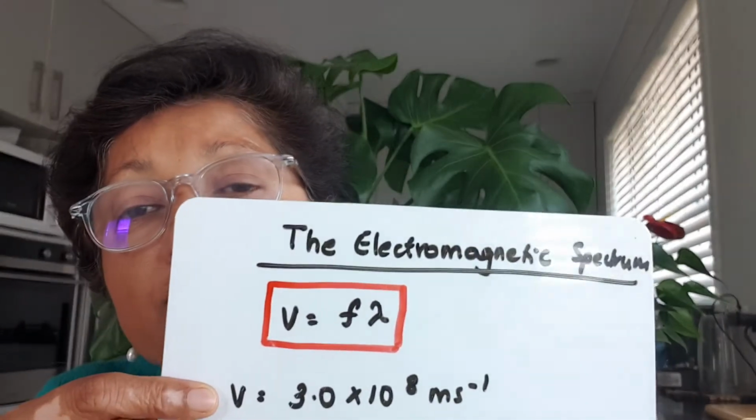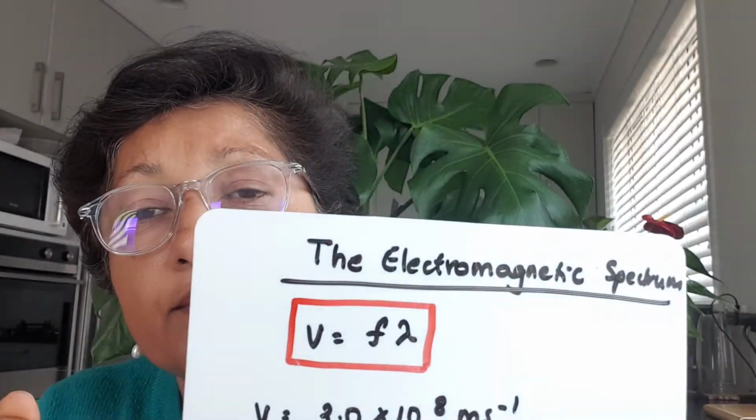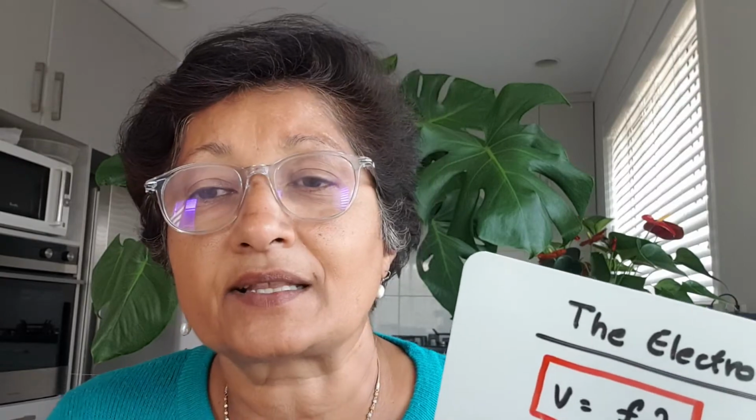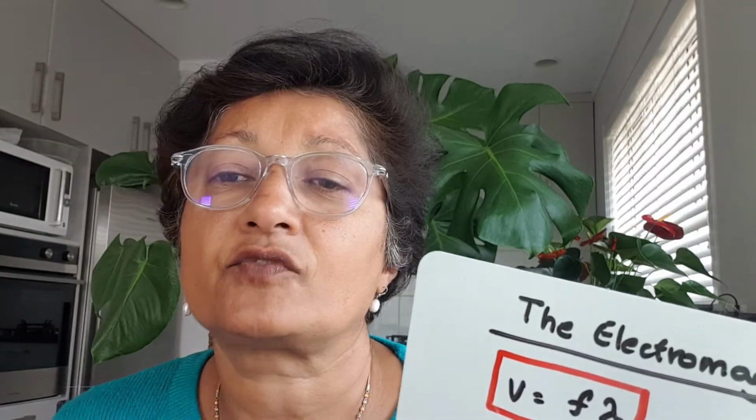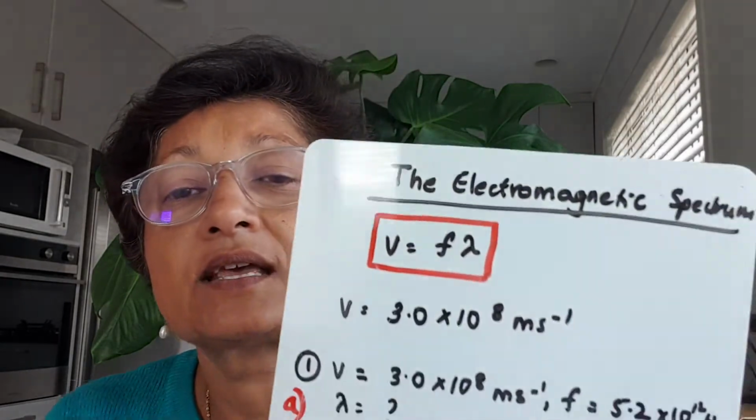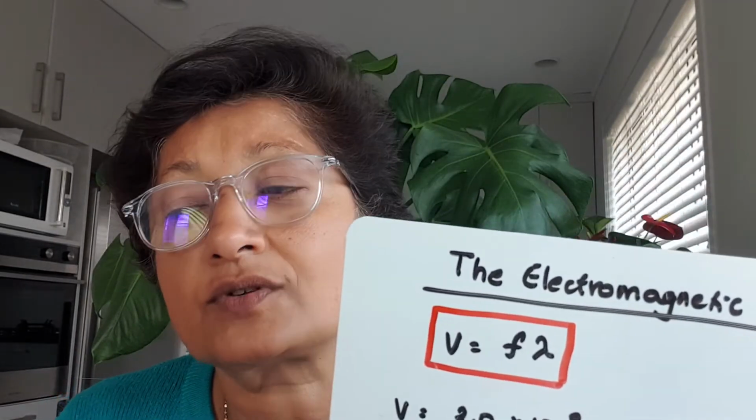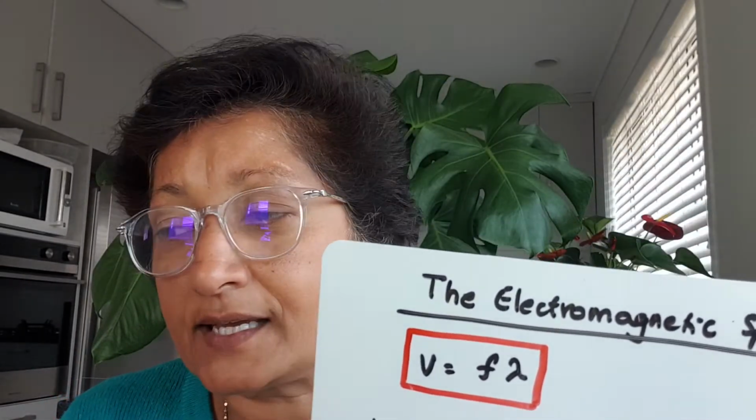There's also a connection between the term frequency and period. So frequency is how many waves go past a point in 1 second, but the period is the time taken for one wave to go past a point. And the connection between those two is f equals 1 over T.